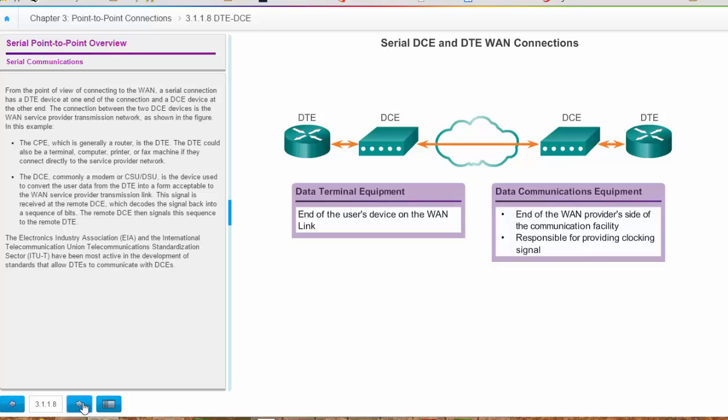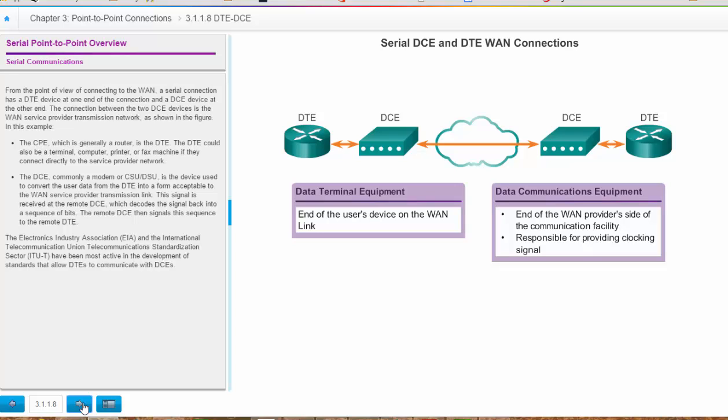From the point of view of connecting to a WAN, your serial connection has your DTE devices at one end and your DCE device at the other end. Remember, our DCE end is the end that we always clock. Our DTE, or data terminal equipment, is the end of the user devices on a WAN link. And your DCE equipment is the end of the WAN's provider side of the communication facility, and it's responsible for providing your clocking signal. So DTE is commonly the CPE, and it's generally a router.